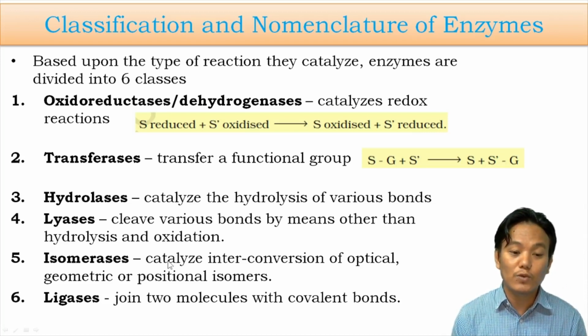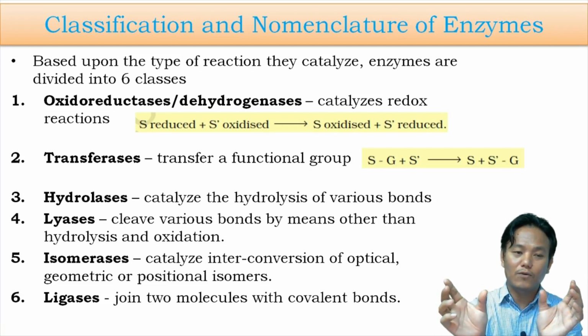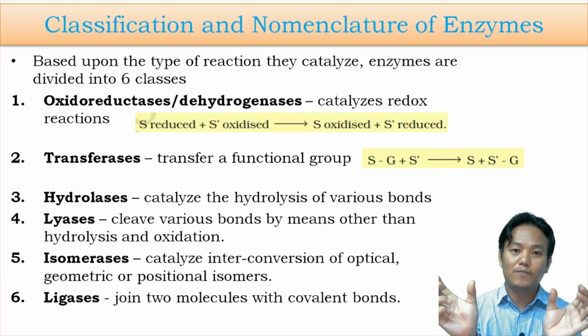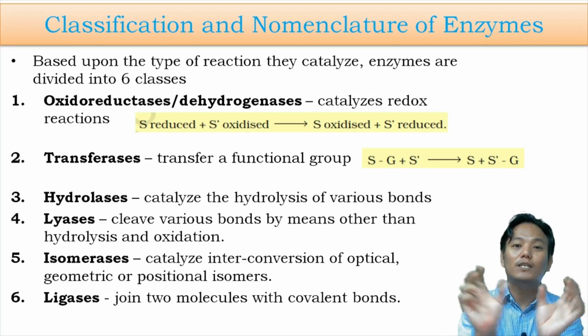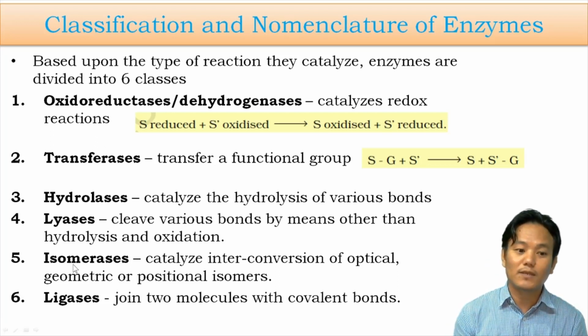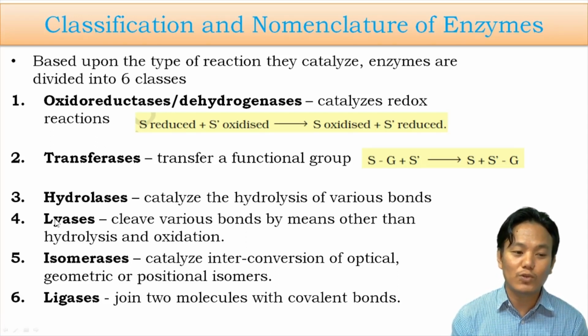Isomerases are those enzymes which catalyze interconversion of optical, geometric or positional isomers. The chemical arrangement changes, and isomers have the same chemical formula but a different chemical arrangement. A functional group moves from the right side to the left side, and such enzymes are called isomerases. And the last one is ligases.